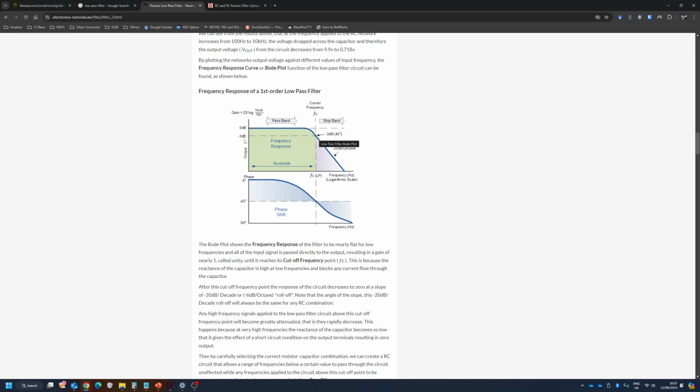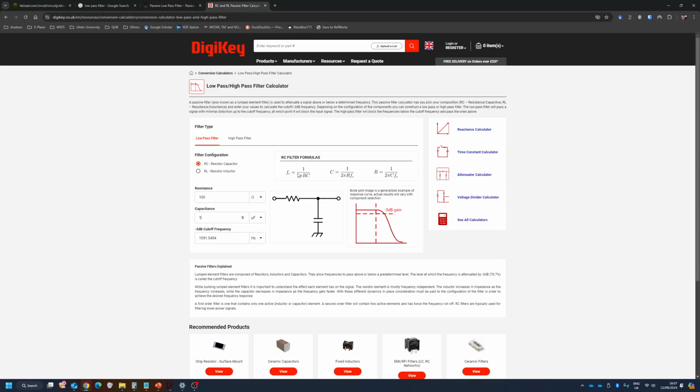This is in power, right, not voltage. And from this point onwards, the output power is decreasing with a slope of minus 20 dB per decade. To determine this, we have a simple formula: 1 over 2 pi RC. You can have this with an inductor as well, but the capacitor is the most common one. Capacitors are very cheap and easy to find, so we tend to work with them a lot more than inductors.